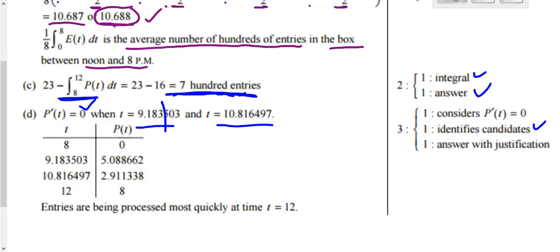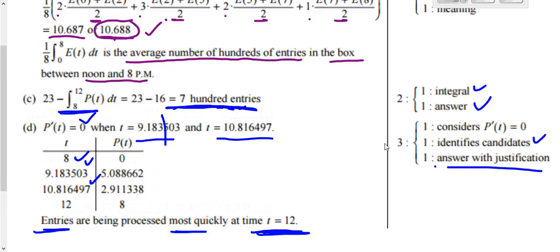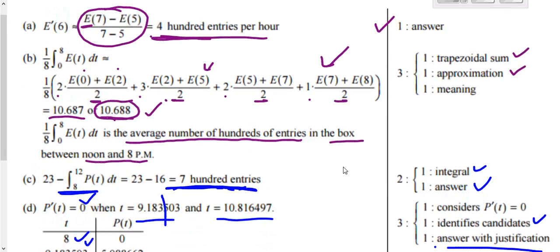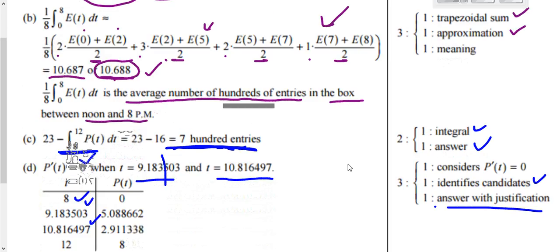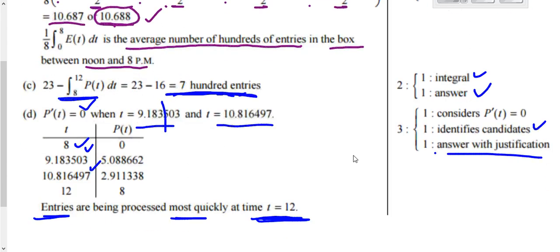So we identified the candidates. We had 8, we had 9.18, and we had 10.81. Answer with justification, we said it was happening most quickly at t equals 12. I'm sorry, I just said 0, but I meant 12 because that's the number that's there. And that is, we got all of our points. So you should go through and see what kind of points you got on this FRQ.